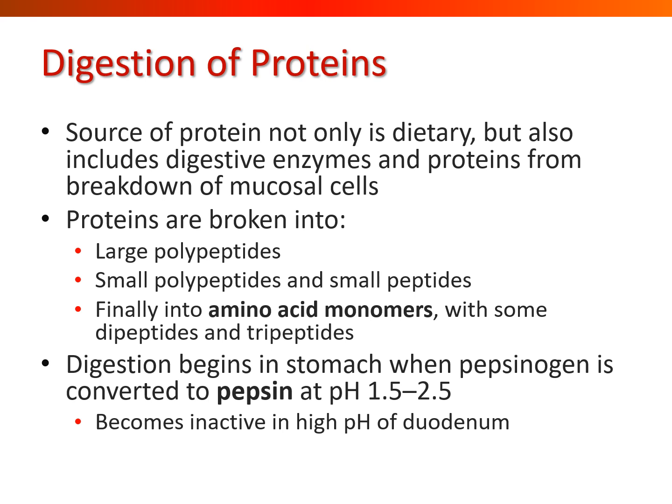Digestion of proteins begins in the stomach when pepsinogen gets converted to pepsin due to that very low pH.